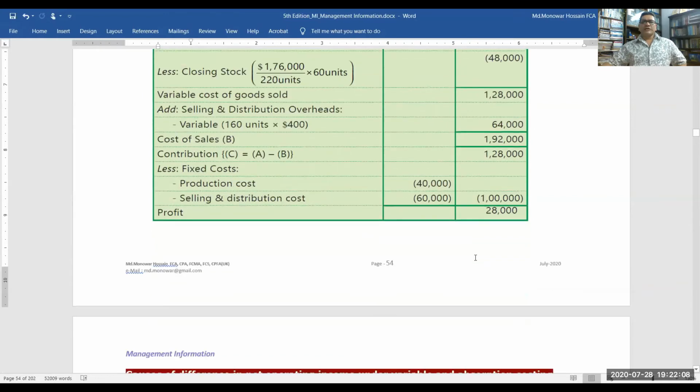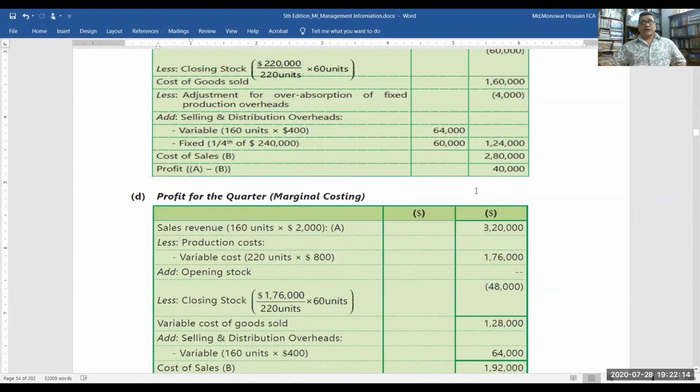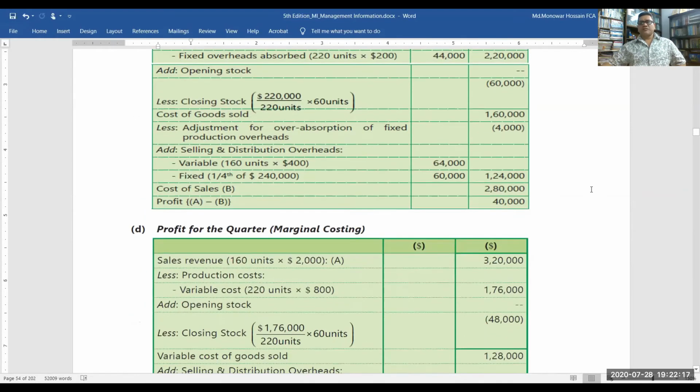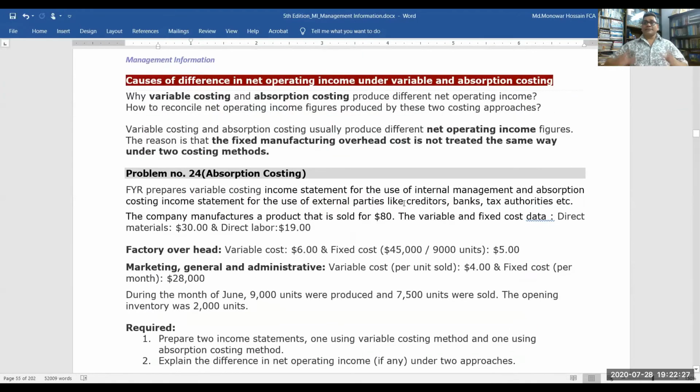Here is the difference between absorption costing and marginal costing. Absorption costing profit is 40,000, on the other hand marginal costing profit is 20,000. So what is the difference? Why is there this difference? The question is why variable costing and absorption costing produce different net operating income, and how to reconcile the net operating income figures produced by these two costing approaches.